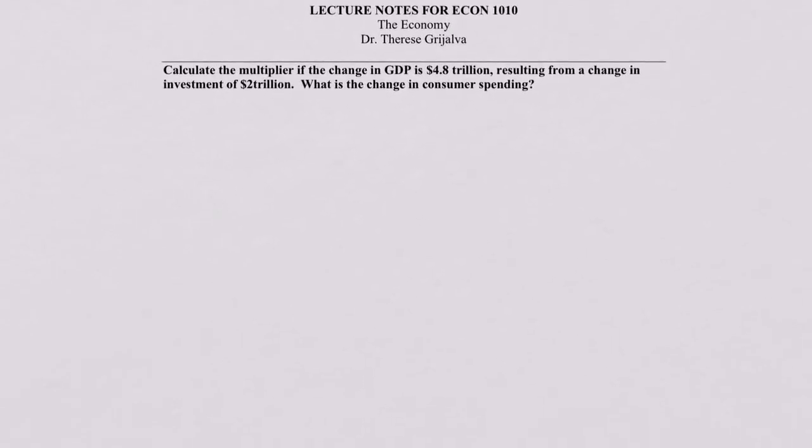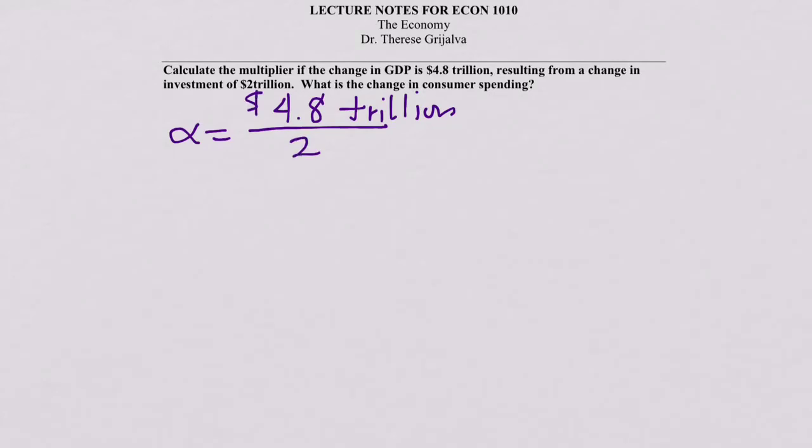So here we have an example. Calculate the multiplier if the change in GDP is $4.8 trillion, resulting from a change in investment of $2 trillion. What is the change in consumer spending? All right, so let's calculate the multiplier. Multiplier equals, our change is 4.8 trillion, resulting from a $2 trillion change. And our multiplier then is going to be 2.4.